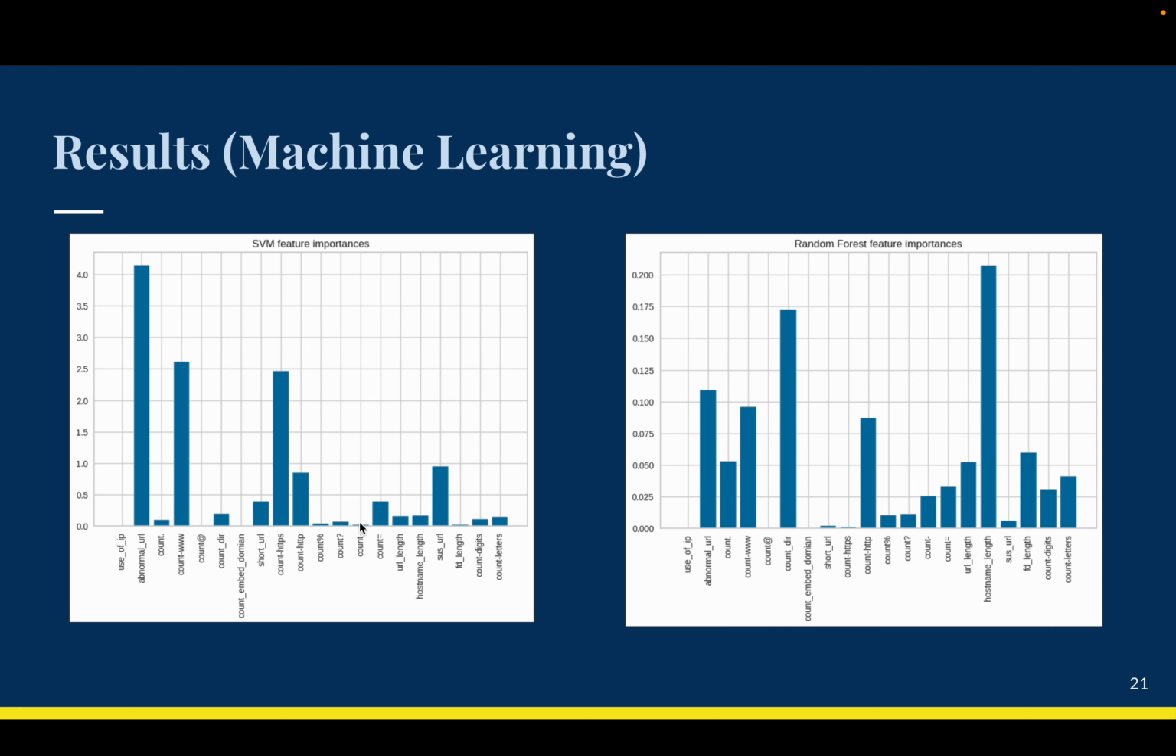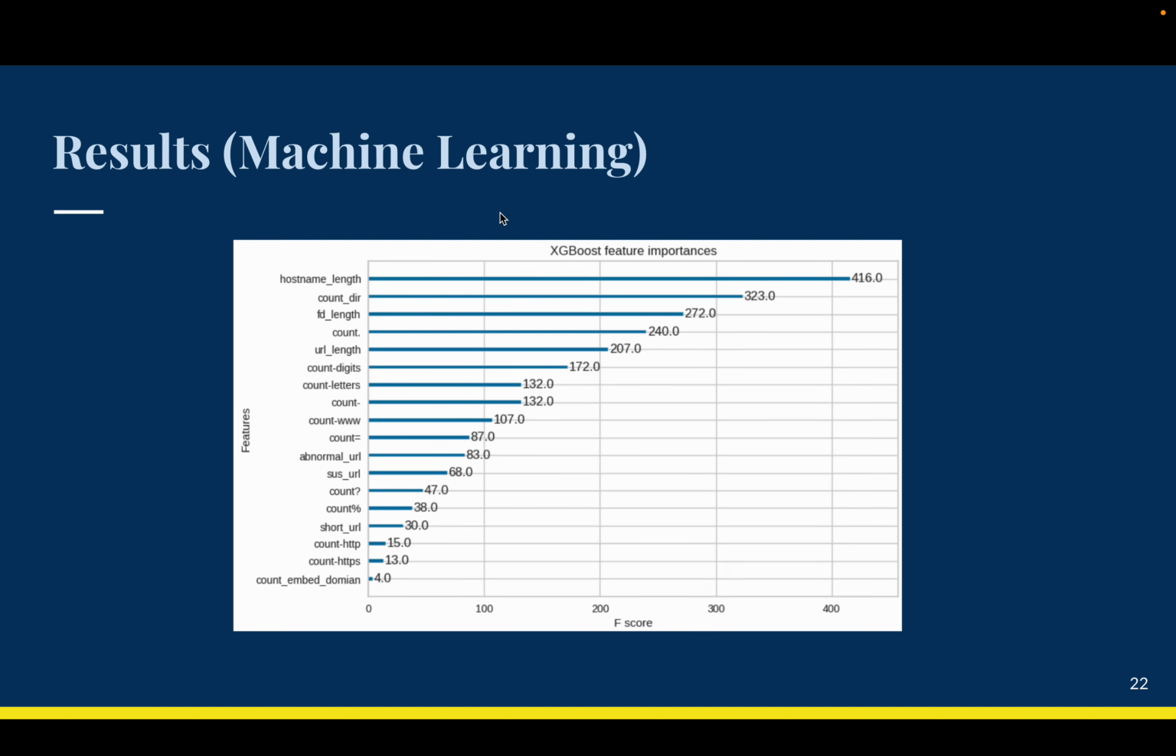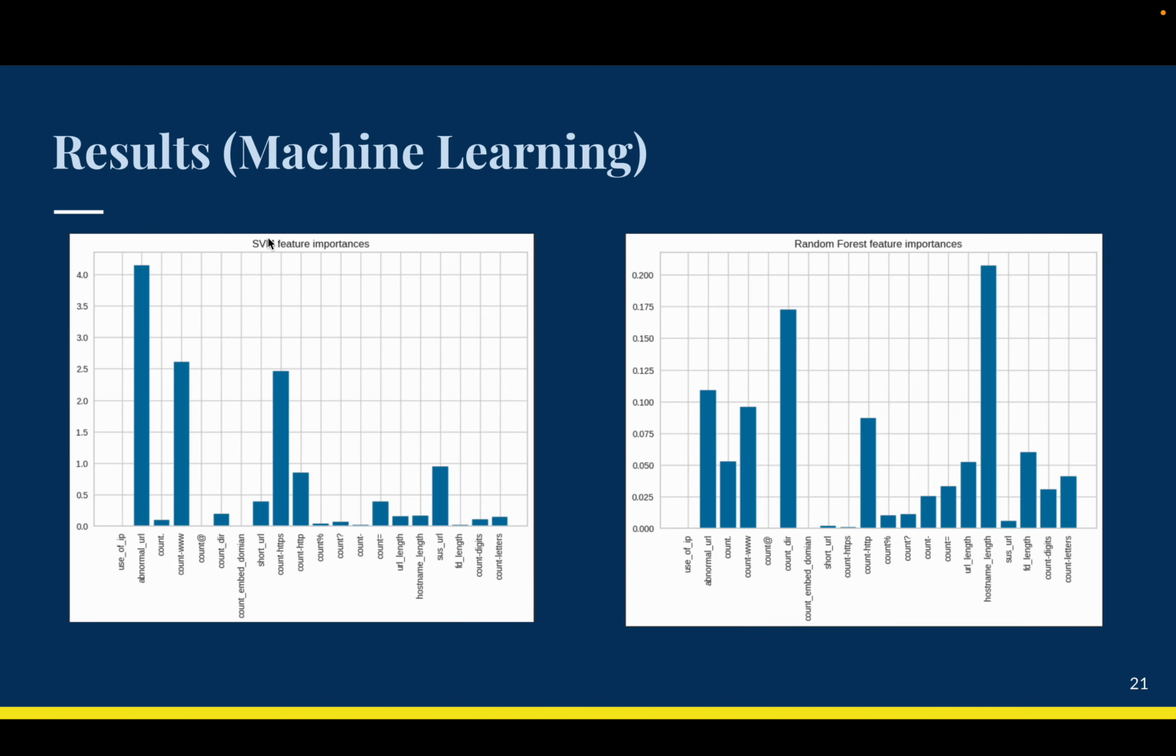And this is the figure that shows the feature importance of each machine learning algorithm. So feature importances indicate which features are most influential in predicting the output of the model. And in here also, notice how the features have different importances. For the SVM, the highest is the abnormal URL feature, whereas in the case of random forest, it's hostname length, and for XGBoost, it's hostname length as well.